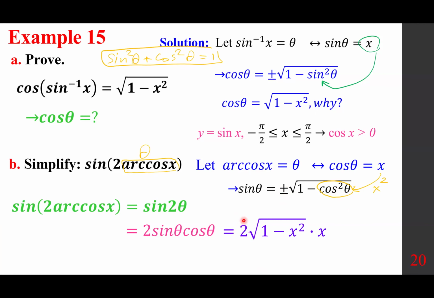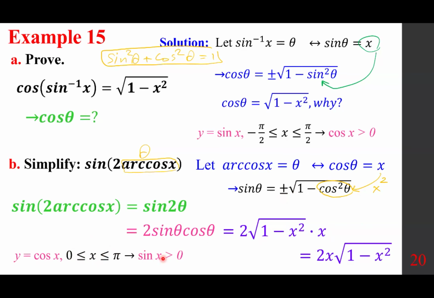And I'll explain to you why. So we have 2, and then sine theta is square root of 1 minus x squared, and then cosine theta is x. Normally we put the x in front. This is the final answer. Why are we choosing the plus one? Well, again, cosine, just like sine, is a periodic function and it's not one-to-one. So the restriction we put on was from 0 to pi, which is the first and the second quadrant. In the first and the second quadrant, sine is positive, so plus minus, we just keep the positive, everybody.